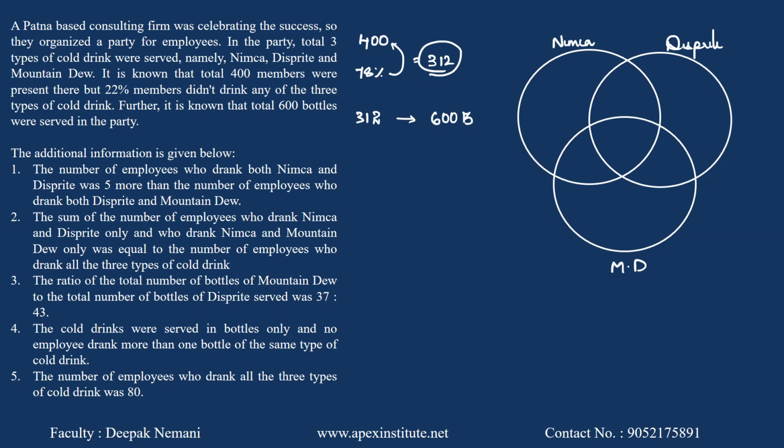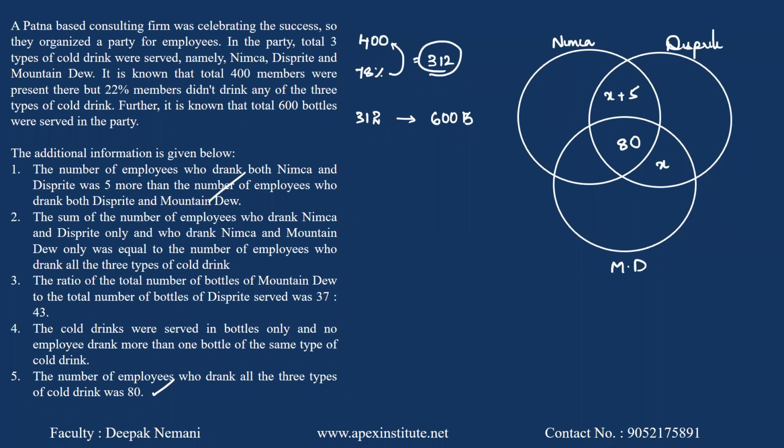And the additional information is given below. The number of employees who drank both Nimca and Sprite was 5 more than the number of employees who drank both Sprite and Mountain Dew. Now, after reading these statements, I will be starting this set with statement number 5, because we have a definite value here. The number of employees who drank all the three types of cold drink was 80. So if this is X, this will be X plus 5. Done.